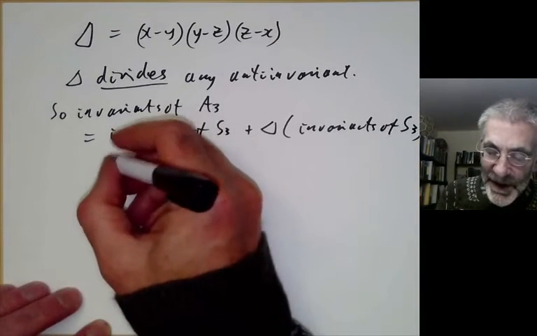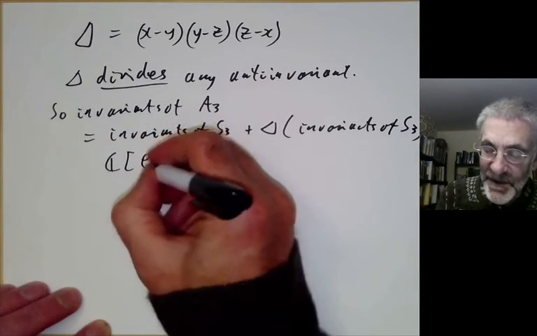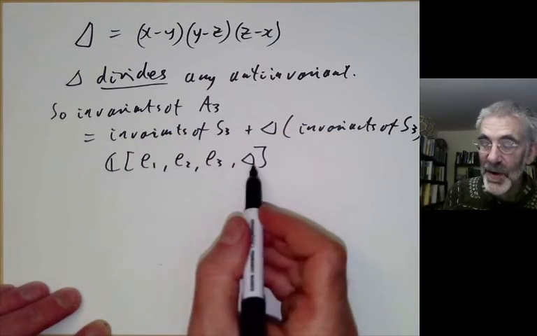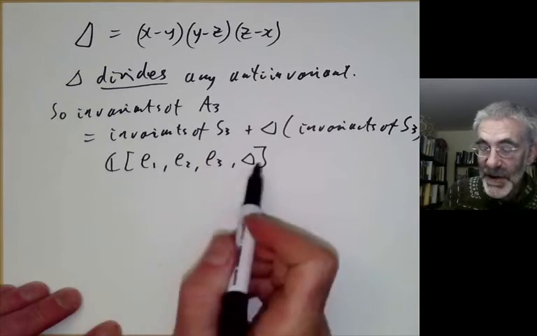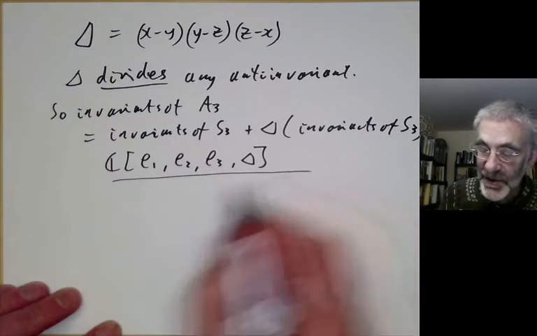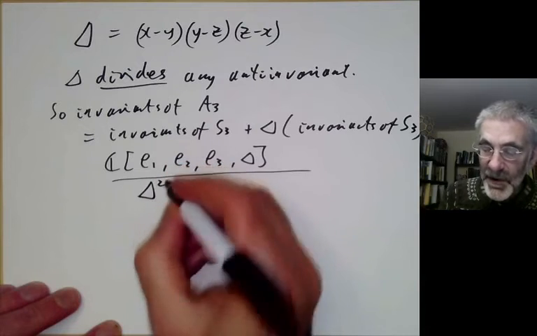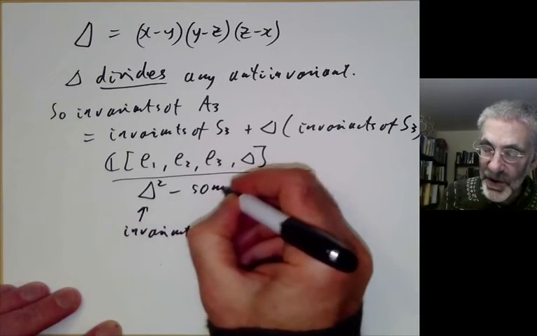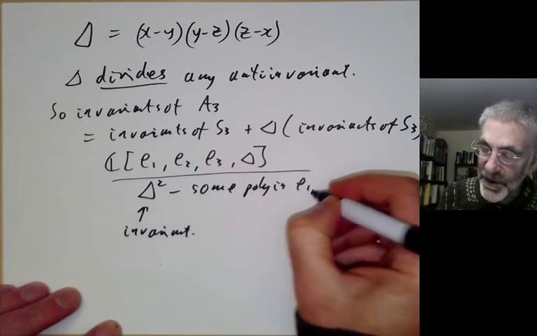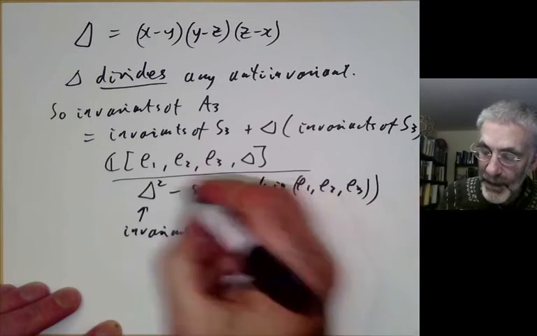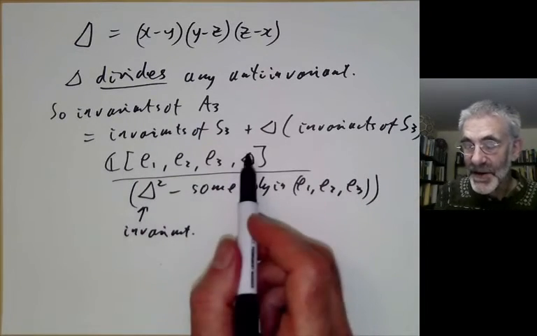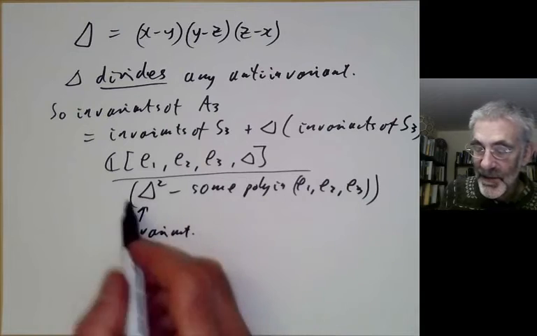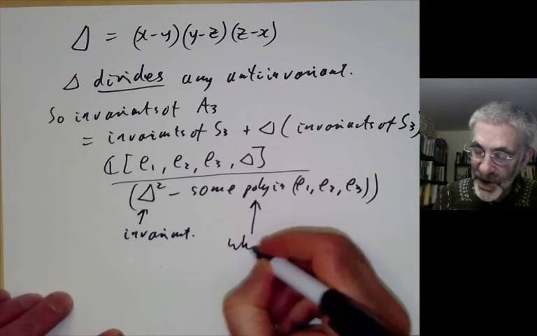So the invariant ring, let's work over the complex numbers, is going to be generated by e1, e2, e3 and delta. However, it's not the polynomial ring in these because these are not algebraically independent. We have to quotient out by some ideal. And you notice that delta squared is invariant, so it must be equal to some polynomial in e1, e2 and e3. So the full ring of invariants of A3 is described like this. It's this polynomial ring in 4 variables quotiented out by some ideal.